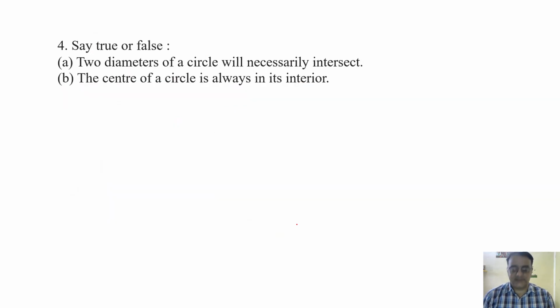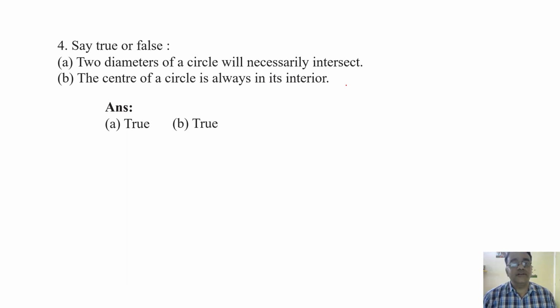Say true or false. Two diameters of a circle will necessarily intersect. Yes. Where will they intersect? At the center. All diameters pass through the center, so they definitely intersect at the center point. Next, the center of a circle is always in its interior. Yes, the center will always remain inside. Okay? So the first one is true. The second one is also true.